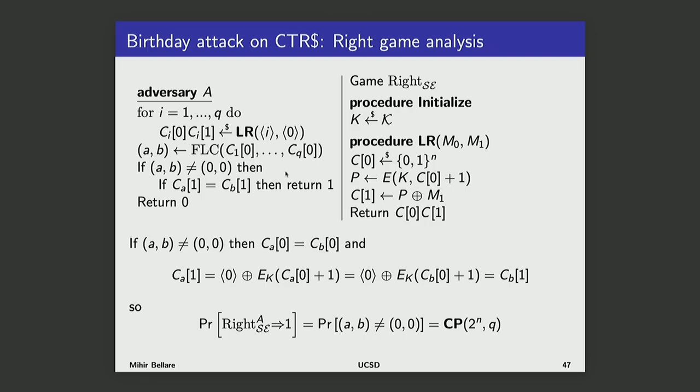And what we notice is that these C values are chosen here. And that means they're just random n-bit strings independently chosen every time, and there's q of them. So the chance of a collision, 2 of them being the same, is our collision probability formula for throwing q balls into 2 to the n bins. Why 2 to the n? That's the size of this space. And so we end up with this probability.